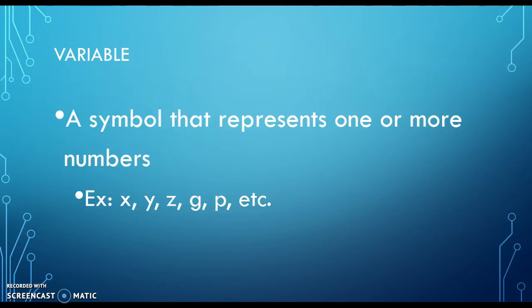A variable is a symbol that represents one or more numbers. So we can write our variables with any letter, really, but most often you're going to see it as an X, a Y, Z, sometimes G, P, T. Really, any letter can represent a number or a variable. And we're going to see those a lot in our equations from this point on, because we're going to look at algebraic expressions for a lot of what we do. So get familiar with symbols and letters being in our mathematical equations, because that's not going to go away.